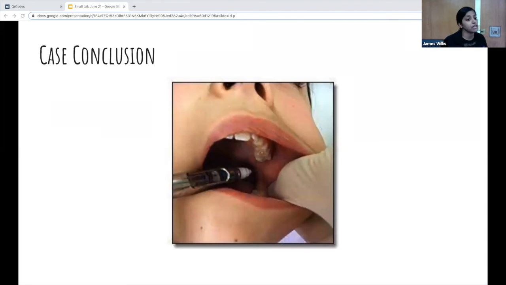So just to wrap up the case, with this child, because the laceration was all the way across his tongue, we did a bilateral inferior alveolar block using lidocaine, which was long enough for the procedure that we needed. And we were able to do 5 observable sutures bedside.